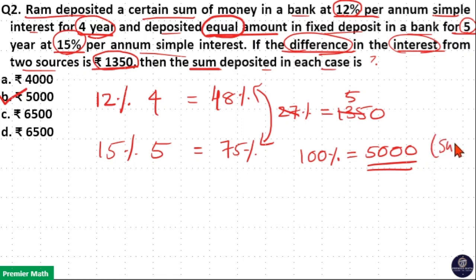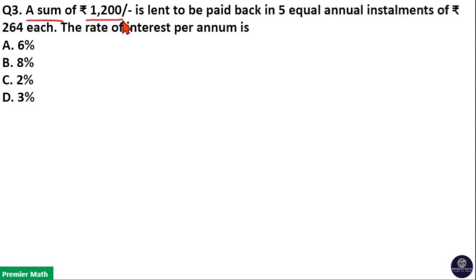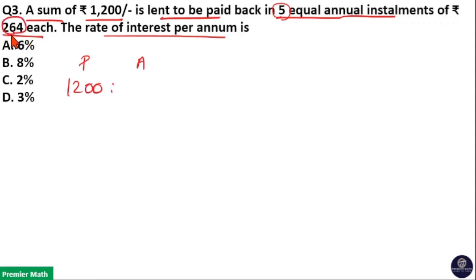100% means sum. The sum of rupees 1200 is lent to be paid back in 5 equal annual installments of rupees 264 each. The rate of interest per annum is? Here principal is 1200 and the amount paid back in 5 years is equal to 5 into 264. That means 1000 plus 300 plus 20, which is equal to 1320. That is the amount paid back in 5 years. Now the difference between amount and principal is equal to interest, which is equal to 120.